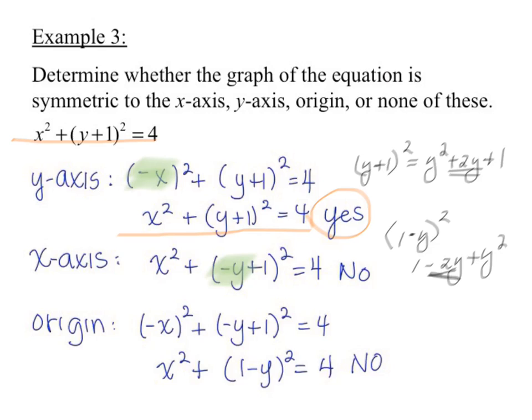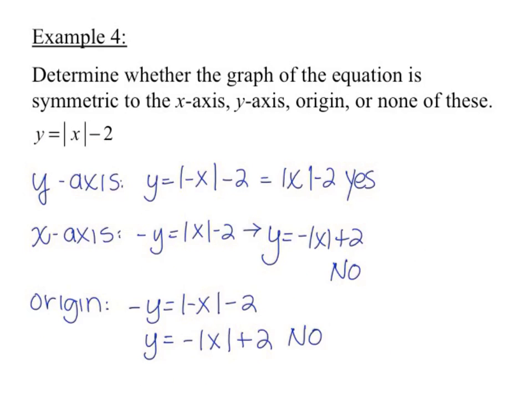And again, this one matches. If we check both of them and we replace both the negative x and the negative y, this matches, but this again does not. So it's not symmetric about the origin either. So this particular example just has y-axis reflection.